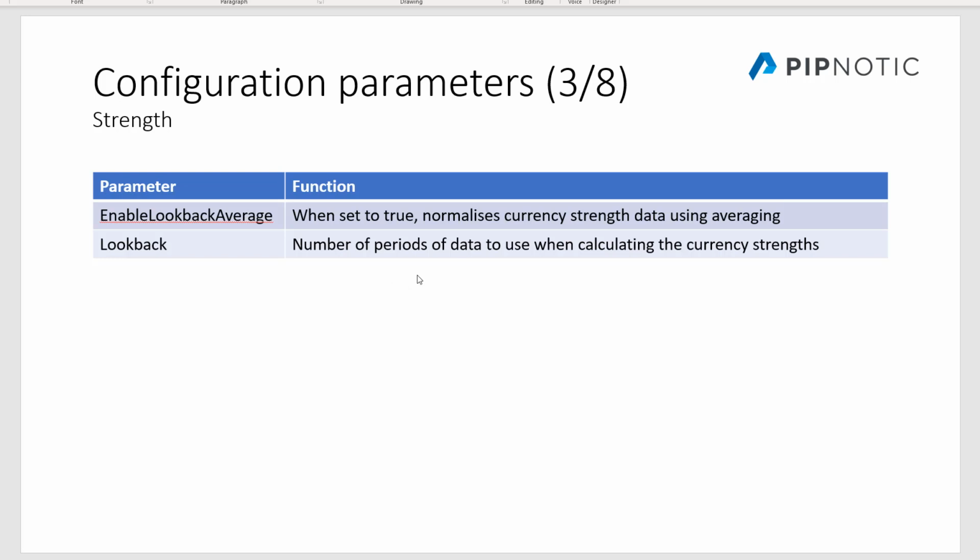Then we have a look back, which is the number of periods of data to use when calculating the currency strengths. And I find that between 30 and 50 is a pretty good reading. And currently the default setting for the look back is set to 30.